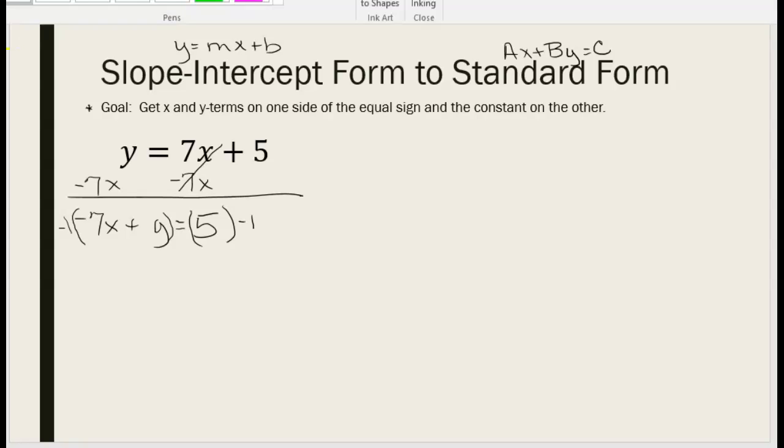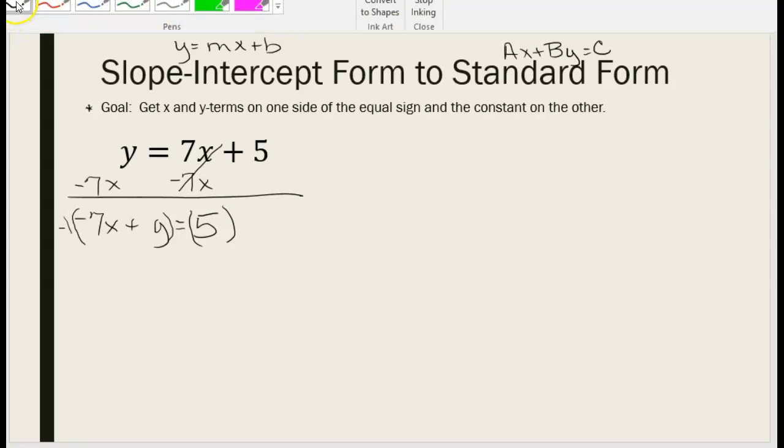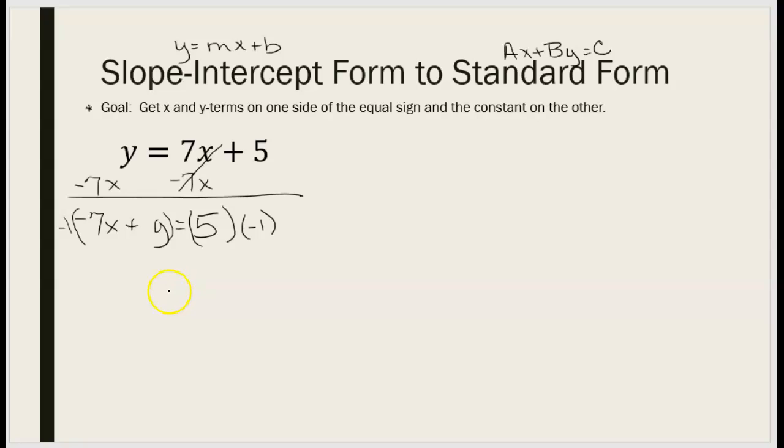That's actually a really bad spot to write that. Let me change that because it makes it look like subtraction. We are multiplying. Oh, here's what I can do. I can say I'm multiplying by -1 because the parentheses then signify multiplication. So negative times negative is going to be positive 7x. -1 times y is minus y. And -1 times 5 is -5.